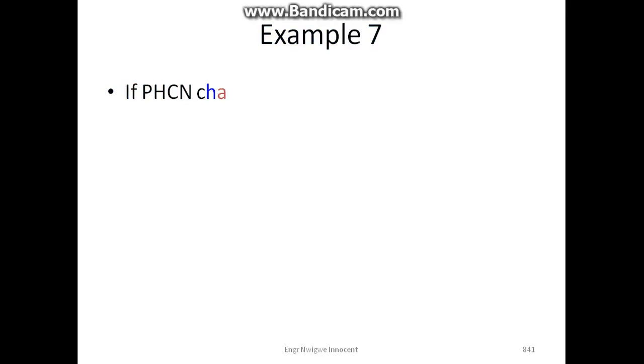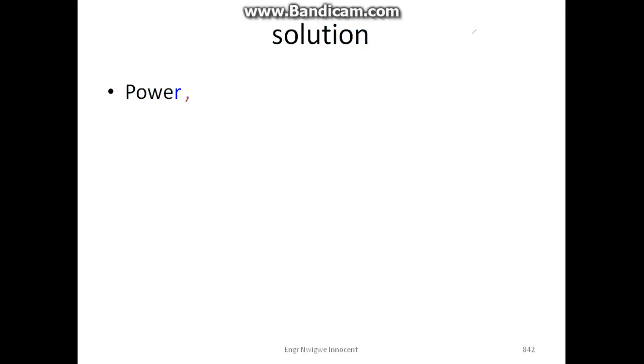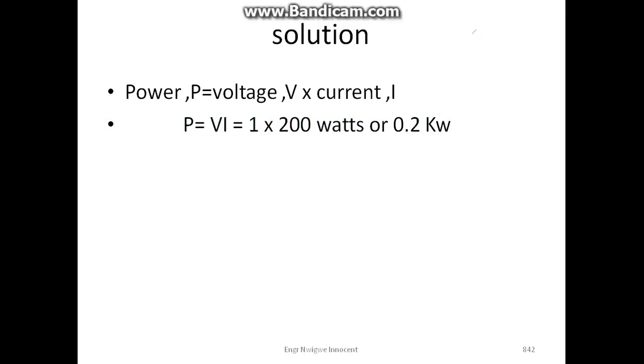Example 7. If PHCN charges 5 kobo per kilowatt hour, what is the cost of operating a lamp for 24 hours? The lamp requires 1 amp on a 200 volt line. Solution. Power P equals voltage V times current I. P is equal to VI, which is equal to 1 times 200 watts, or 0.2 kilowatts.